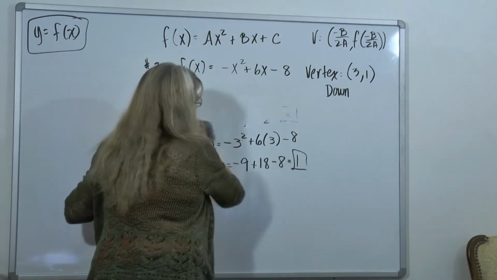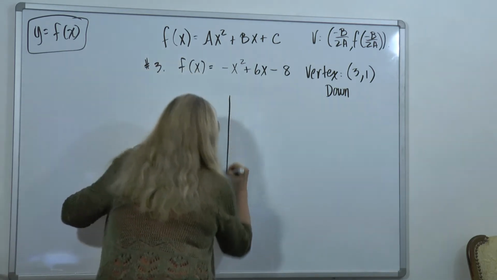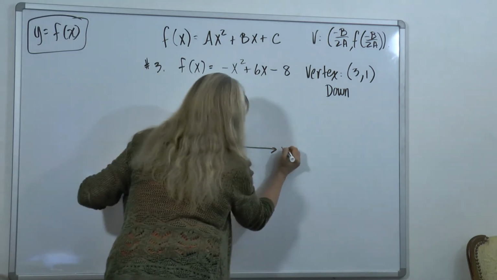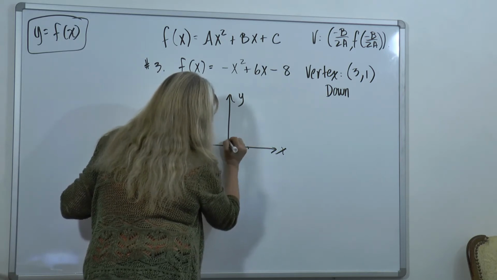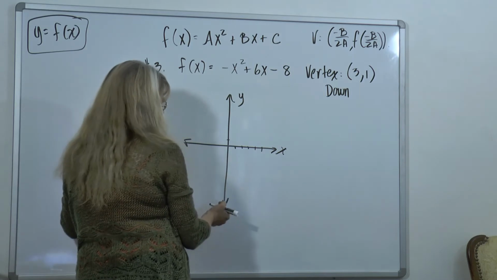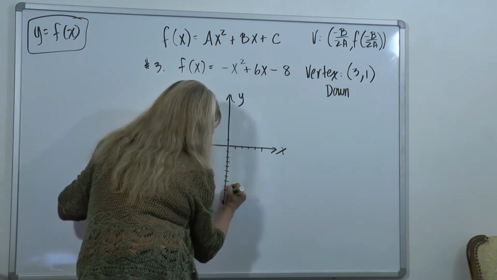Okay, so now let's graph this guy. Alright, so we put our Cartesian coordinate system. And 3, 1, so 1, 2, 3, 1, going down. And I know I'm going to need 2 more spaces to that side. And everything else, all the y values are going to be down here since it opens downward.